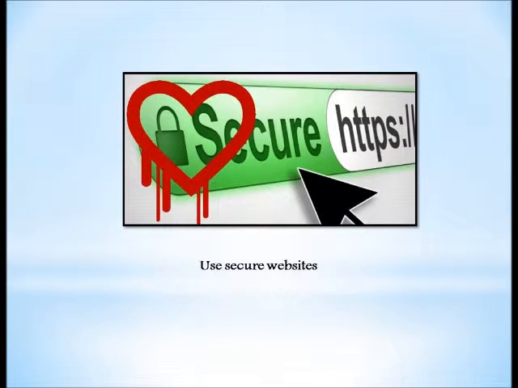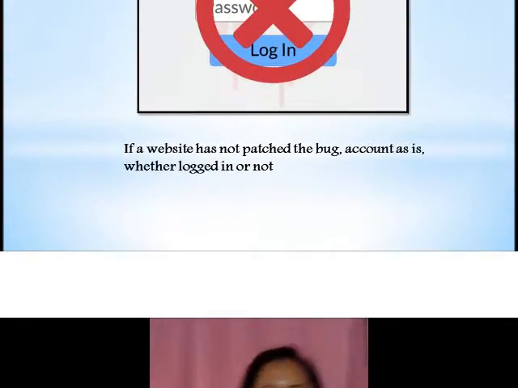Fourth, use a secure website, which is HTTPS. Look for HTTPS in the URL. For your information, the S stands for secure. If it is HTTP, the website is not secure and should not be used. It's not a good website.